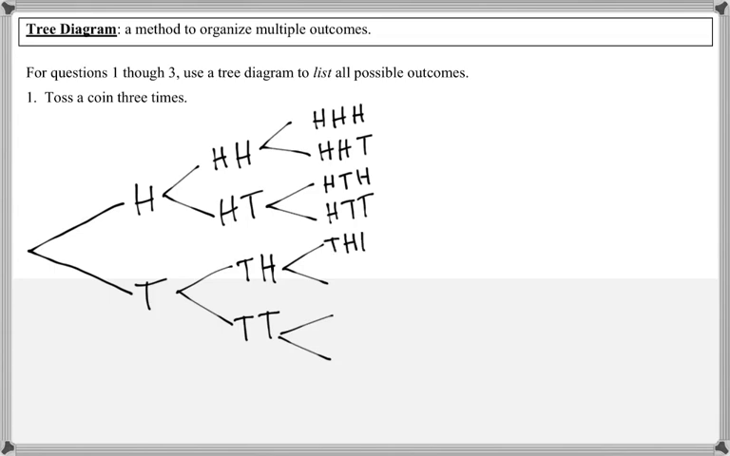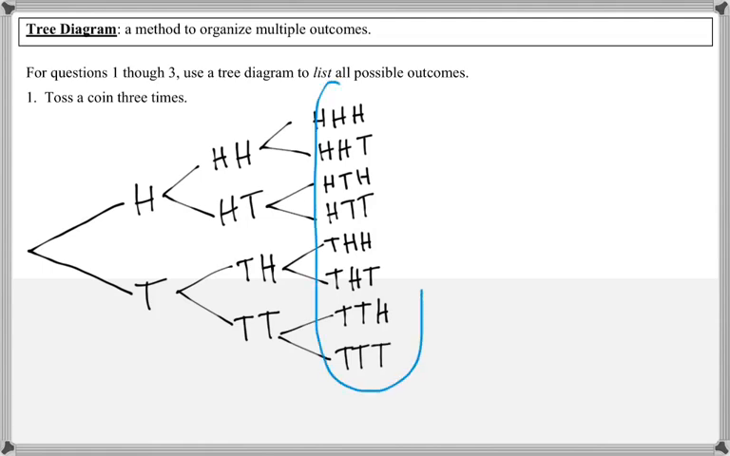tails heads heads, tails heads tails, tails tails heads, and tails tails tails. So these are all 8 of the possible outcomes.